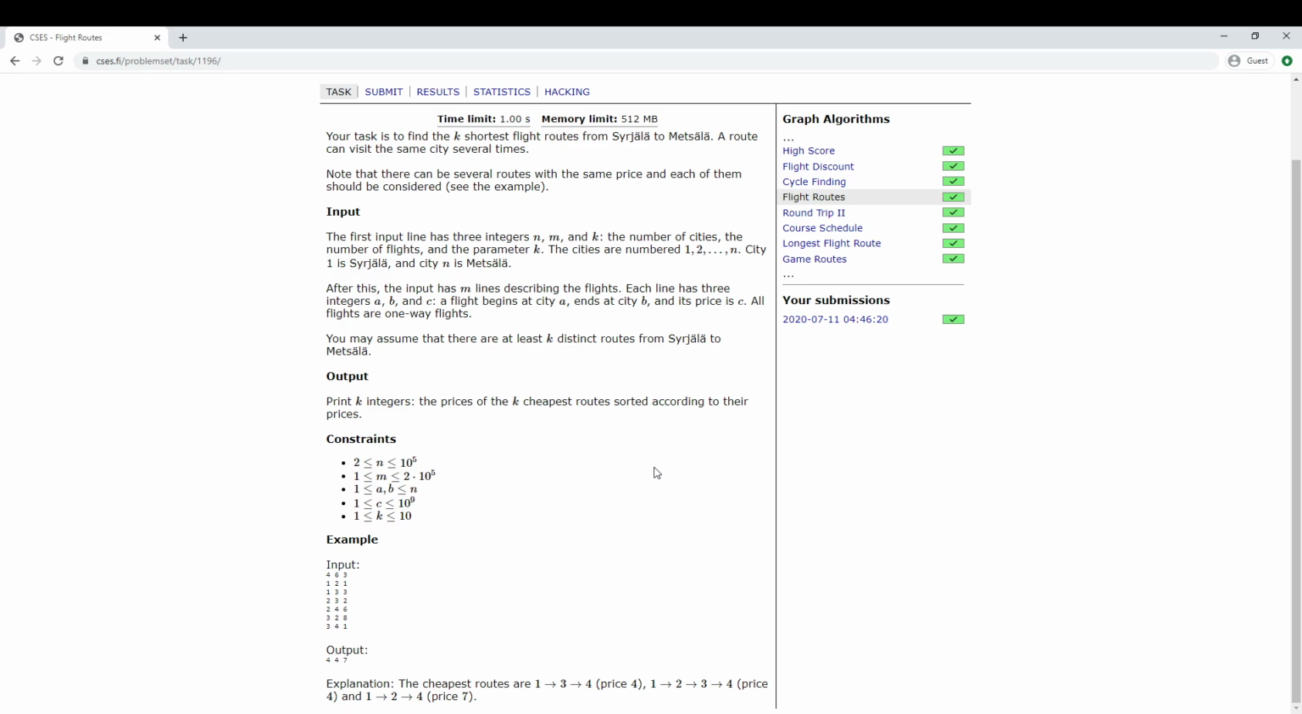And so the claim is going to be that the kth time we visit the vertex, that's like the kth cheapest path to that vertex. And yeah, I guess that's pretty much it.